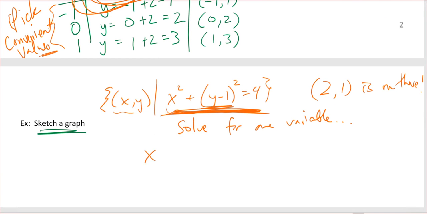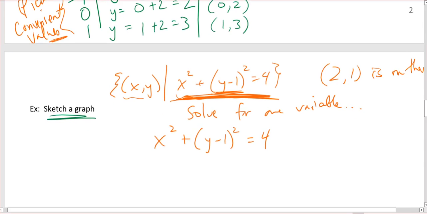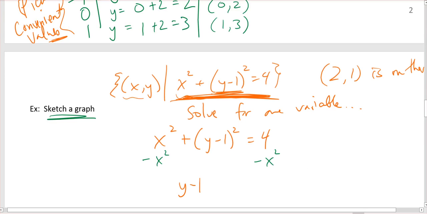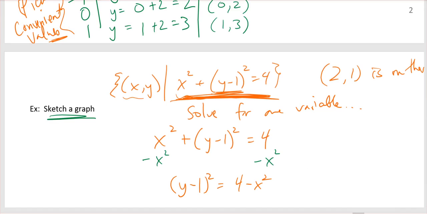So maybe this is a nice little review for our prerequisite stuff. Right? We can solve an equation that has a square in it. If I want to solve for the y, I want to get the y stuff alone. So our first step, we're going to subtract x squared from both sides. And then we're going to end up with y minus 1 squared equals 4 minus x squared.